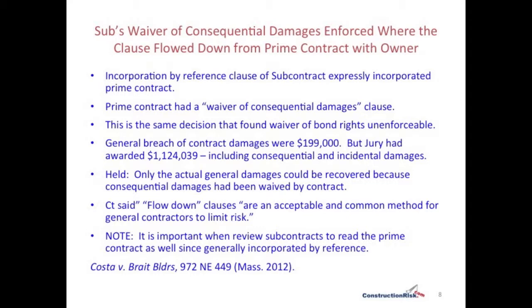The court said, in general, flow-down clauses are acceptable and common as a method for general contractors to limit their risk. Now, note, it's really important when reviewing subcontracts to review the prime contract as well, because typically the subcontract is going to say that the prime is incorporated by reference. And you could negotiate a great subcontract with good limitation of liability provisions, waiver of consequential damages provisions, a good standard of care, only to find out that the prime contract trumps all that good language because it says that your prime contractor or designer has agreed to all kinds of onerous or uninsurable conditions that then get flowed down to you and take precedence, priority over your subcontract language.